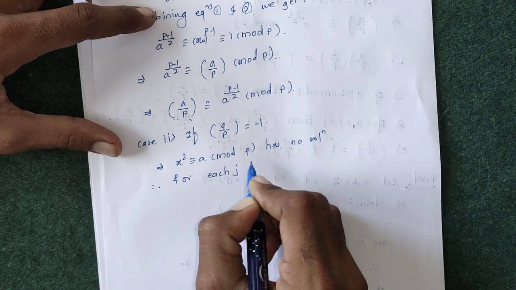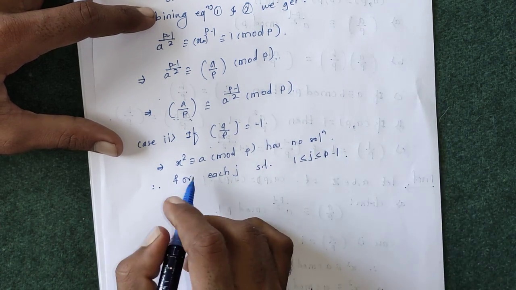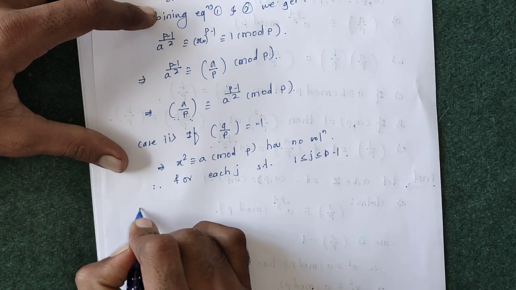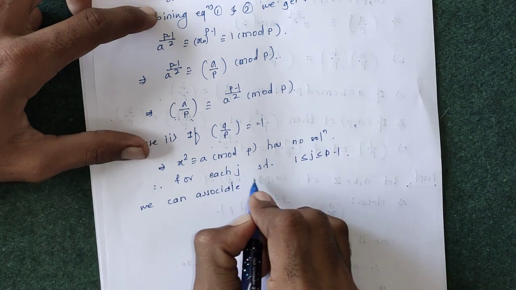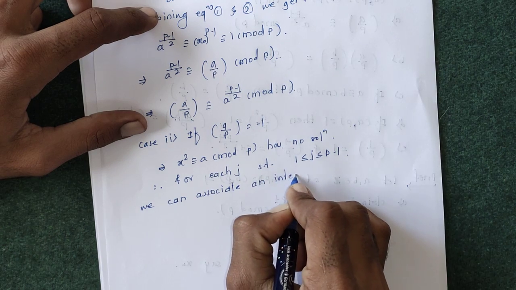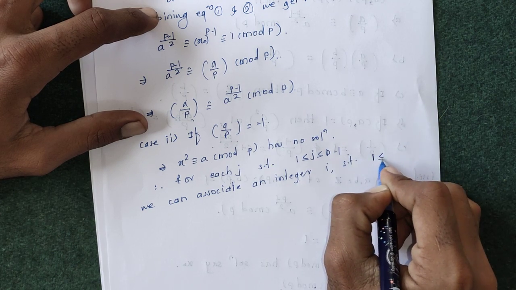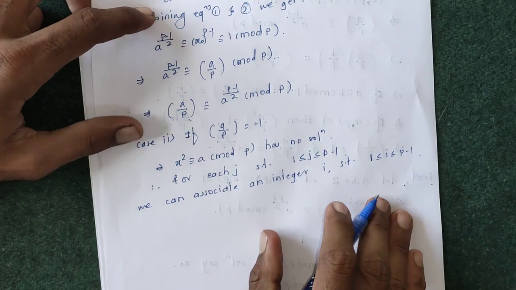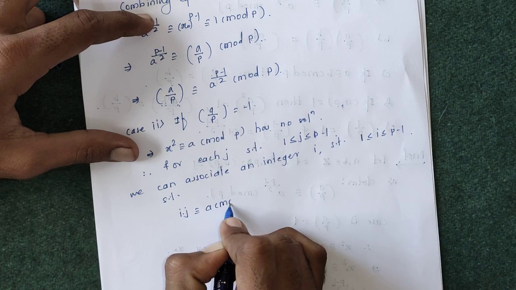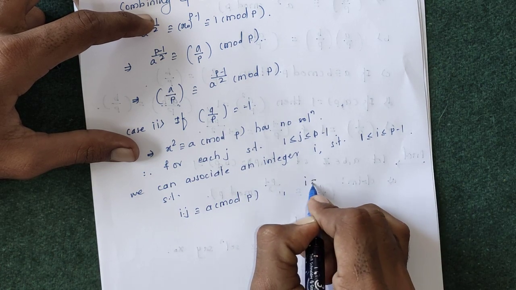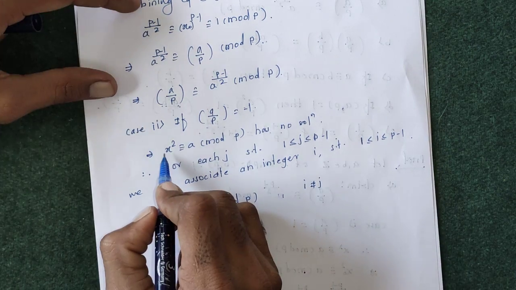So for each j such that j varies from 1 to p minus 1, we can associate an integer, suppose i, such that this i is again between 1 and p minus 1, such that their product i into j is congruent to a mod p, where i is not equal to j. If i is equal to j, then we get i square is congruent to a mod p, and that i will be the solution of this congruence.